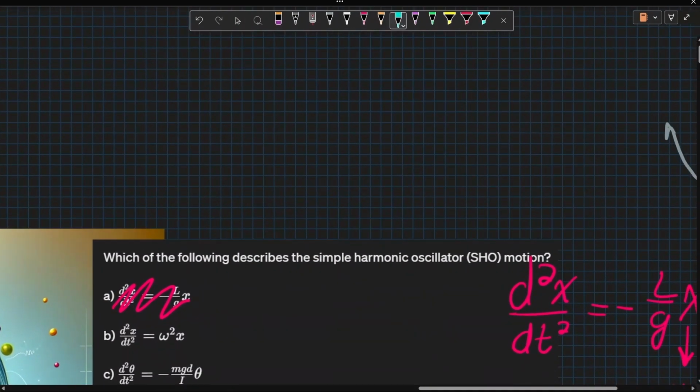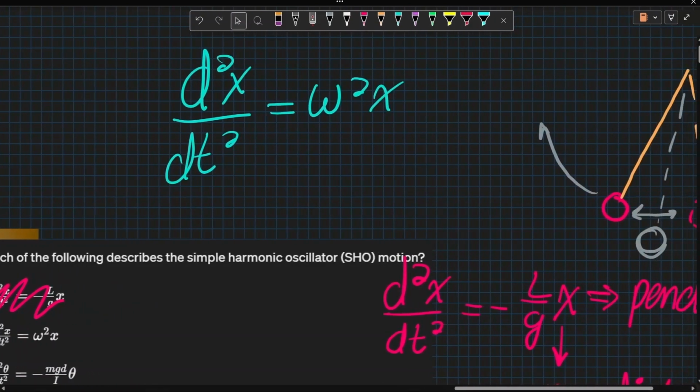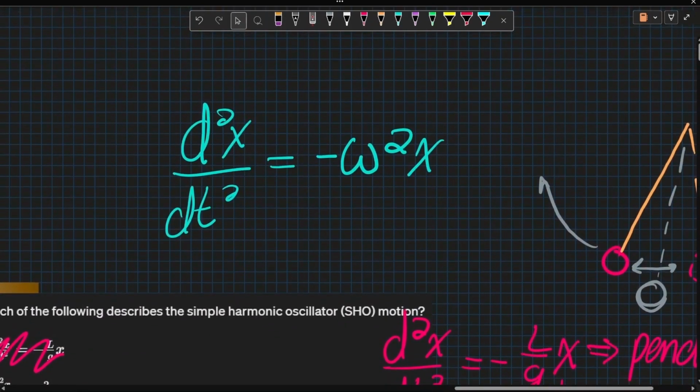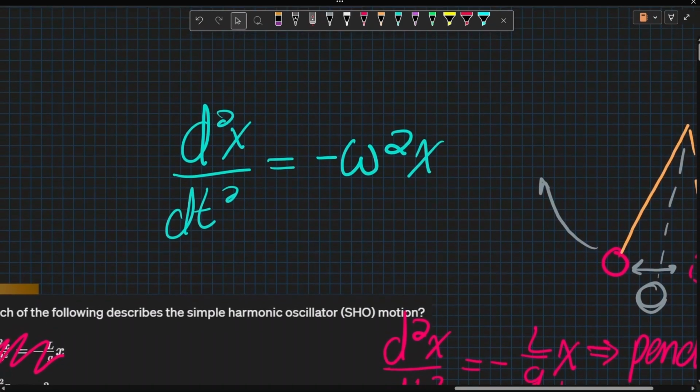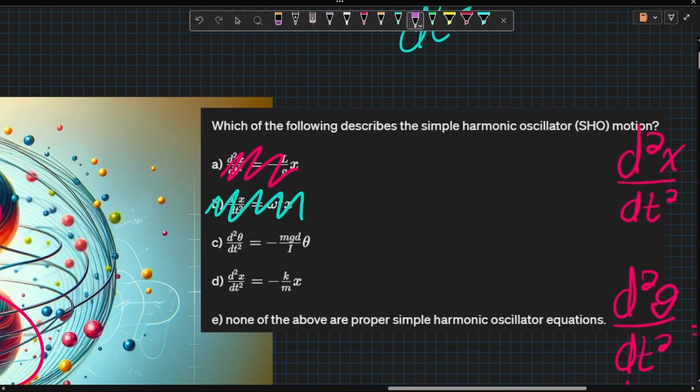We have that the change in x over the change in t squared is equal to omega squared. This entire problem is based on your memory and understanding of other simple harmonic equations. Usually you have a negative sign here. Whenever you have the standard simple harmonic equation, it's usually negative omega squared times x because it borrows from the function cosine. The second derivative of cosine is negative cosine. Thus, our second equation is not the correct answer.